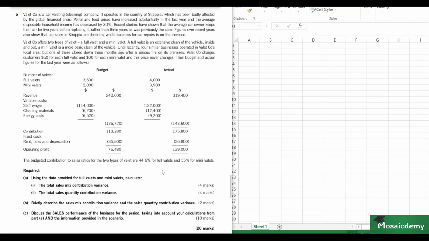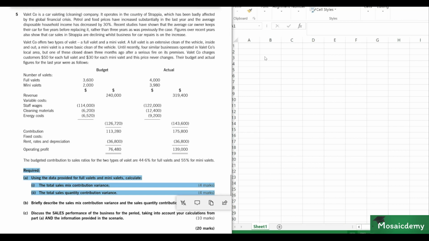So without any further ado, let's get into the question itself. As always, we're going to start with the requirement. So requirement for part A, for a total of 8 marks collectively. Using the data provided for full valets and mini valets, calculate the total sales mix contribution variance and the total sales quantity contribution variance. Now, if you remember from our videos, we need to make a table just like we do for the price mix and yield variation calculation.